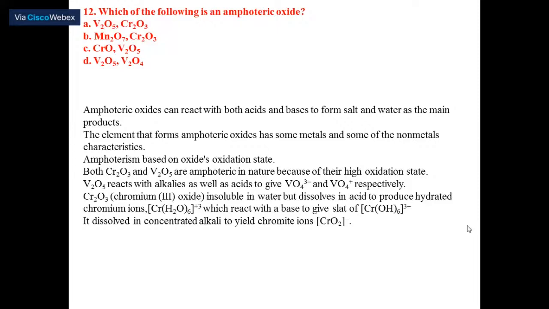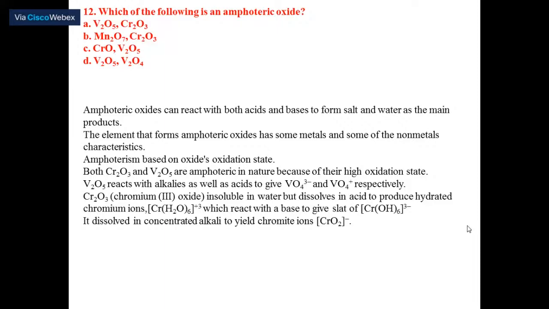While explaining in the previous session I explained that chromium and vanadium are exceptional cases. Based on oxidation state, compounds with a higher oxidation state behave as acid, and with a lower oxidation state behave as basic, like that we have classified. Here both exhibit plus 3, that is why they exhibit higher oxidation state. V2O5 reacts with alkali as well as acids. It gives VO4 3 minus and VO2 plus respectively.